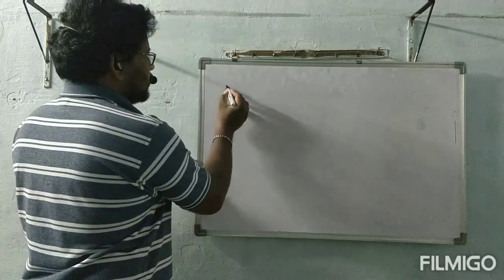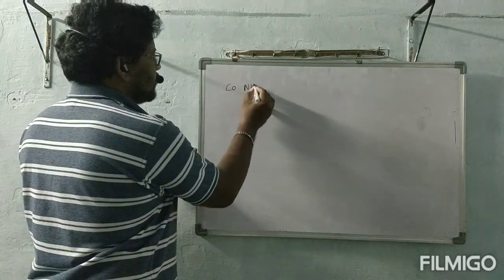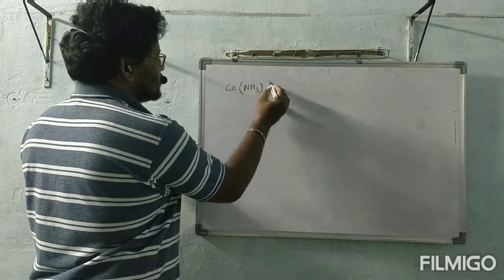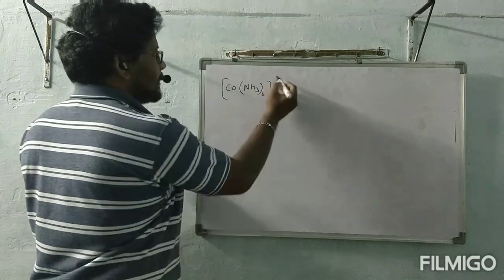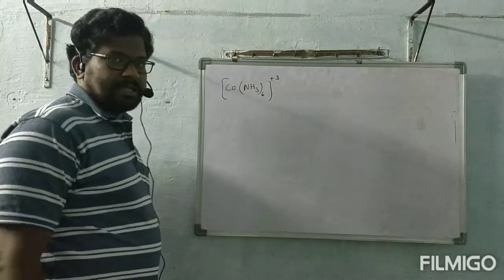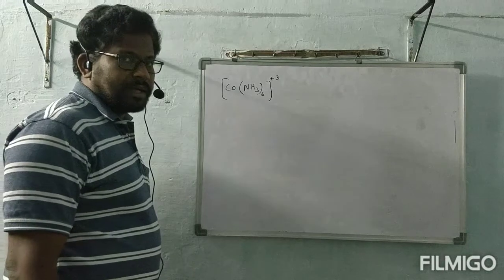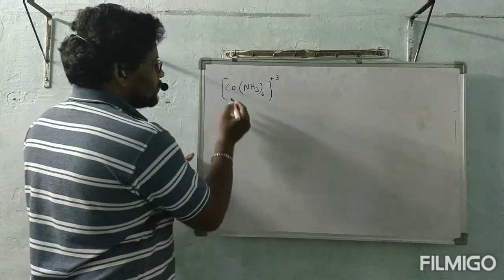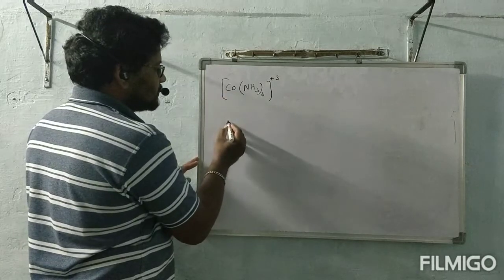Good morning, students. In the previous class, we saw the structure of coordination compounds with the help of valence bond theory. Let us see that first example once again: [Co(NH3)6]3+. This is the example we took. Now, the oxidation number of cobalt is +3.